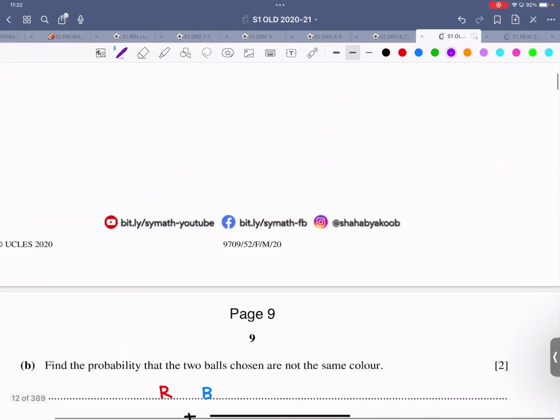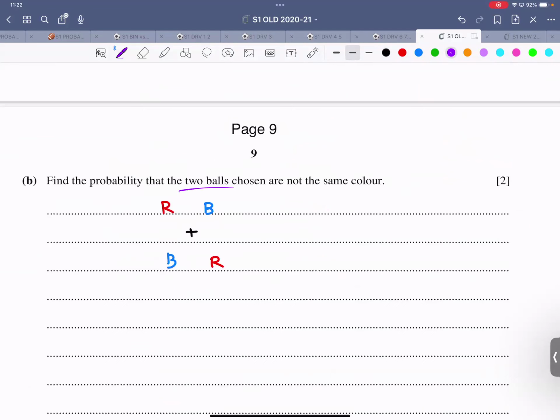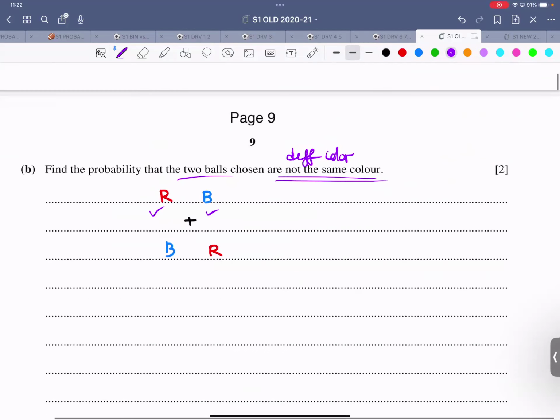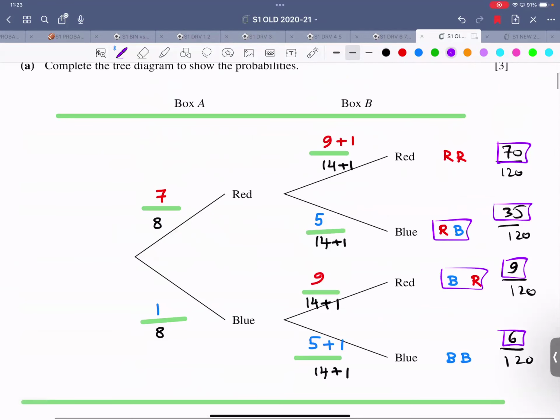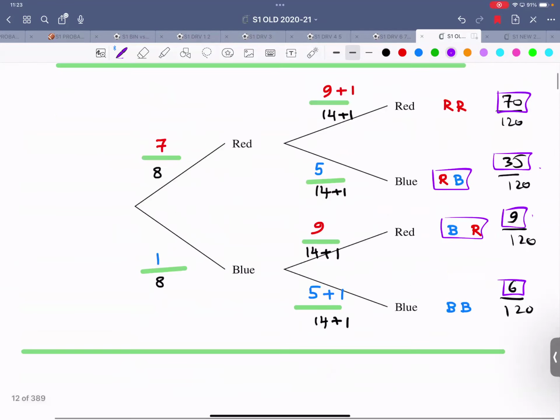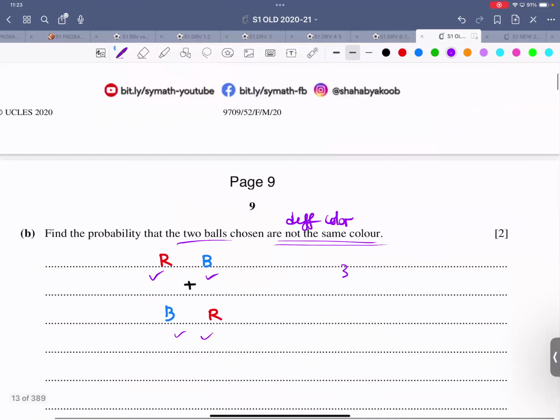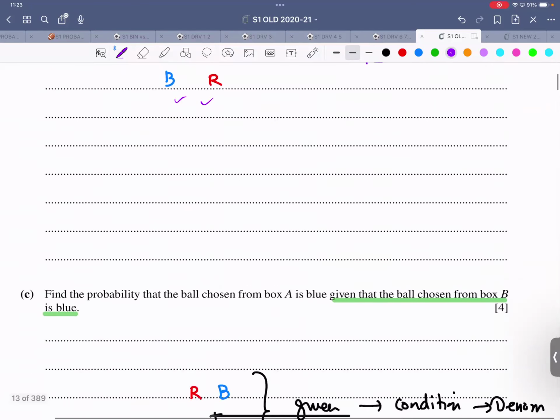Then it says, find the probability that the two balls chosen are not of the same color. That means they are of different color. So different color is RB plus BR. So this is RB, this is BR, 35 plus 9. How much is that? 44. So this is 35 plus 9 over 120, which is 44 over 120.